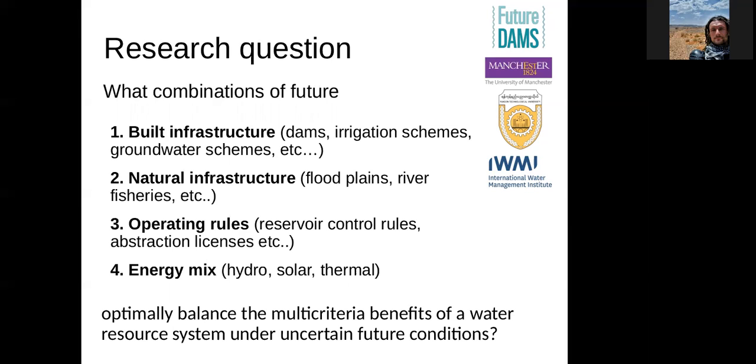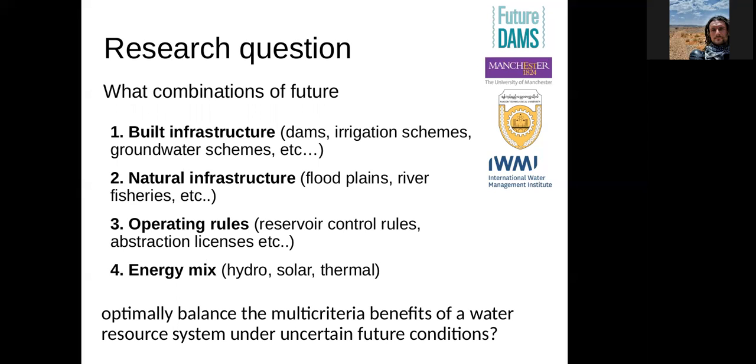So what is the research question of this project? The research question is the following. Once we invest in the system, invest in built infrastructure, invest in natural infrastructure, we change the operating rules or design operating rules. We consider different energy mix such as hydro, solar, and thermal. Which decisions that we make optimally balance the multi-criteria benefits of a water resource system under uncertain future conditions?